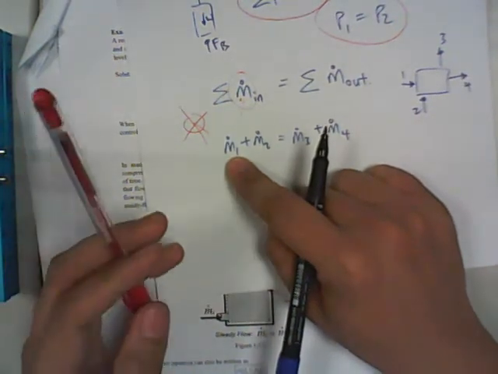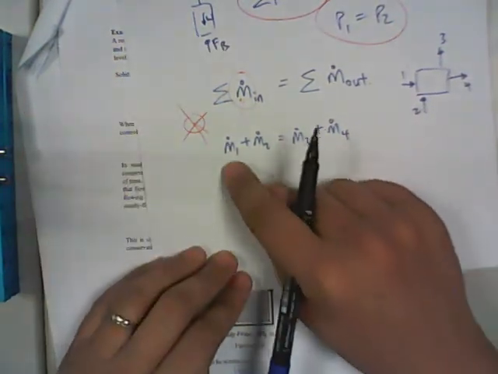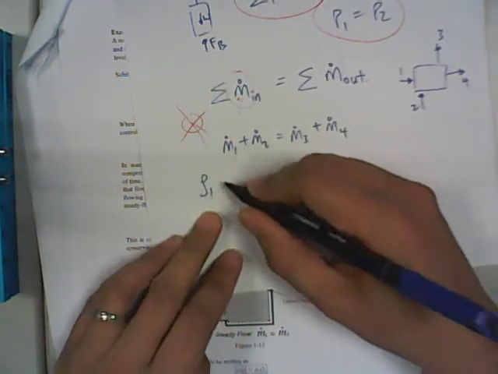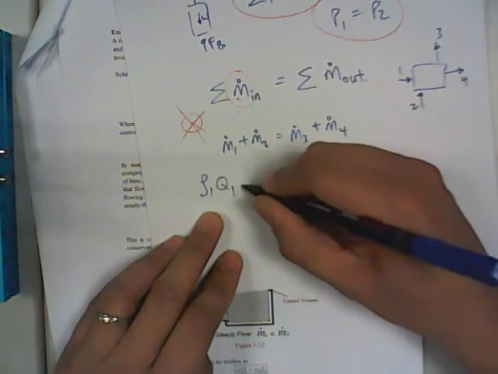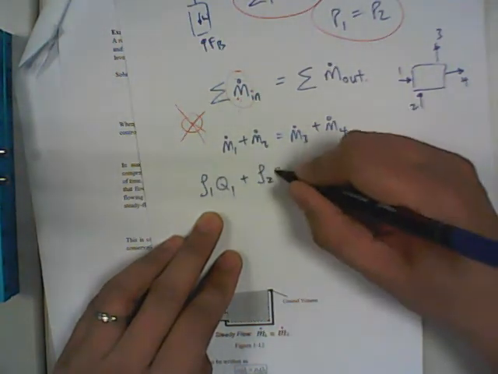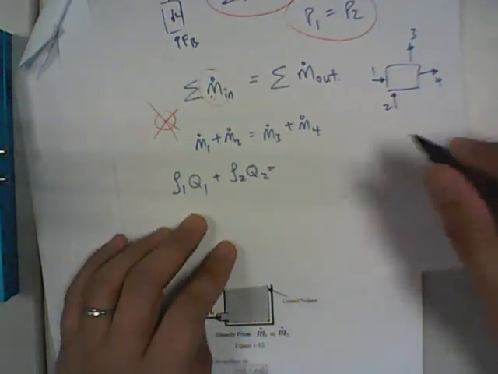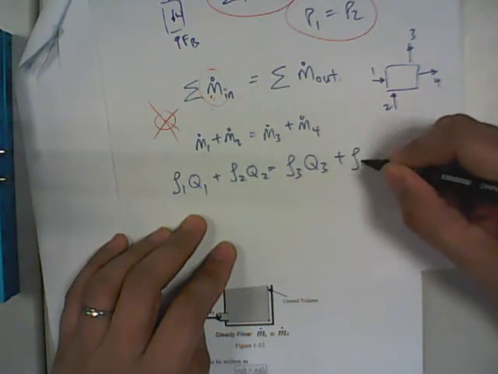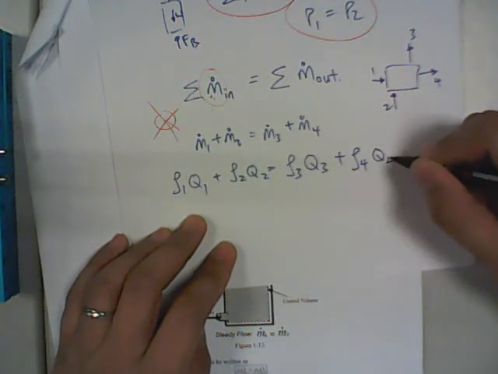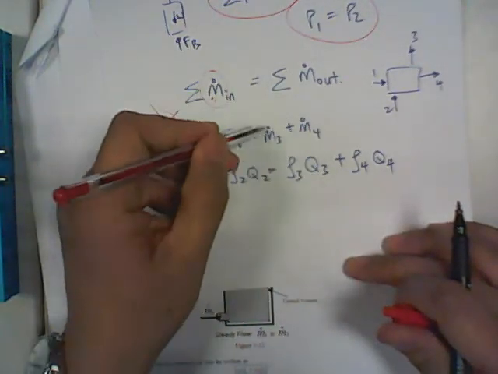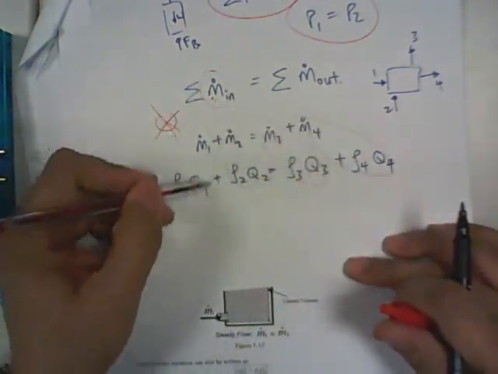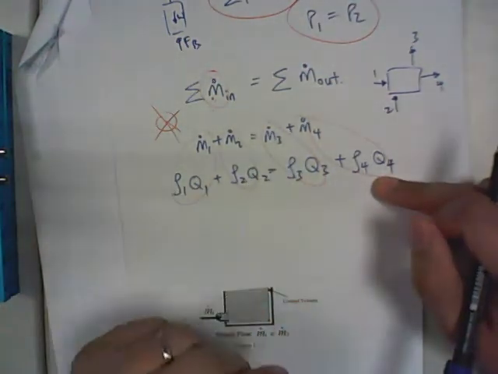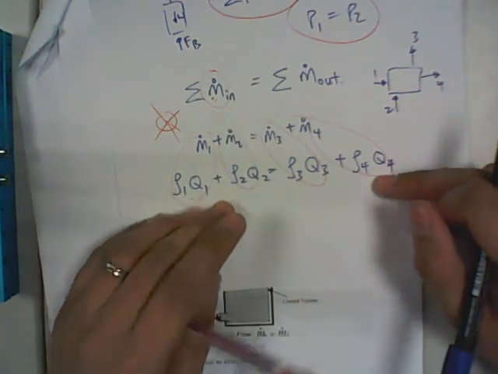How to expand? Using the volume flow rate and the density. So m dot is rho Q, right? What should be written is the density at 1 times the volume flow rate at 1, plus density at 2 times volume flow rate at 2, equals the density at 3 times volume flow rate at 3, plus density at 4 times volume flow rate at 4. Each of them is its own term, and this equation is true for all fluids.